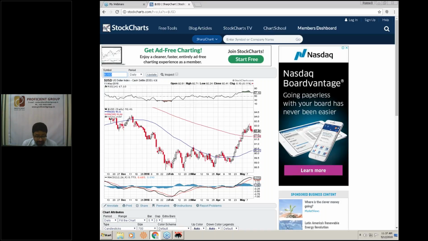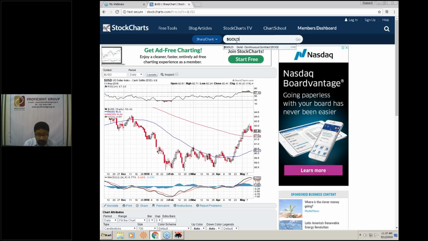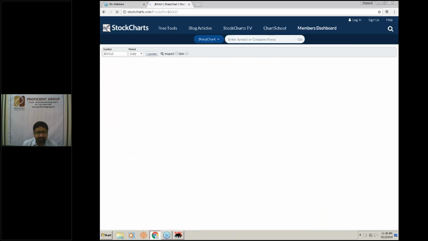So there is some strength in dollar index, and this is one of the main reasons that gold is weak. You know why? Because gold is again denominated in dollar terms. So if dollar gets stronger, gold will become weak, and in fact all other commodities will become weak. So I'm again opening the chart of gold here, right?